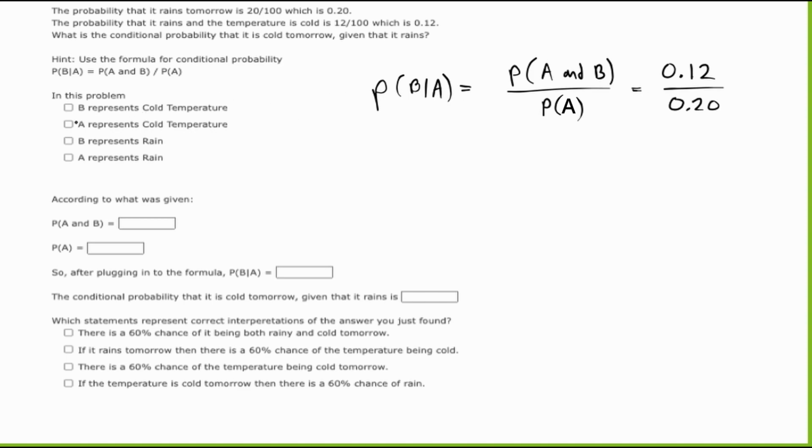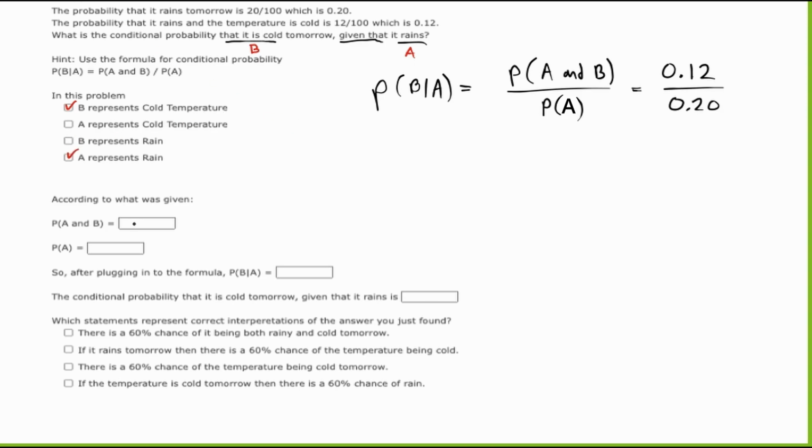So in this problem, what does B represent and what does A represent? You look at the way they wrote it. What is the conditional probability that it is cold given that it rains? So if we just fit it into the general form, this is B and this is A. So probability of B given A. So B would represent the first thing, that it's cold, and A would represent the rain.